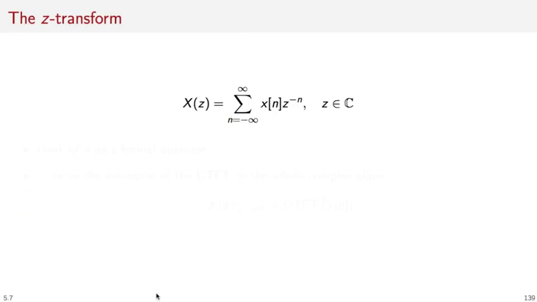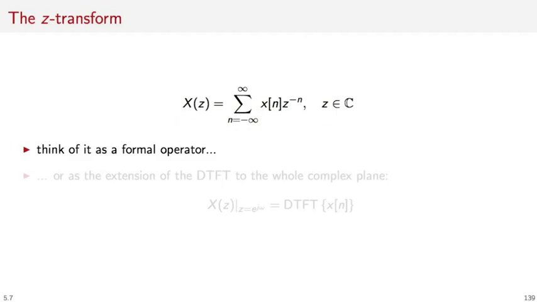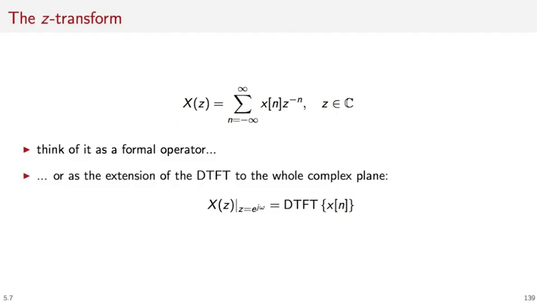The Z-transform is a formal operator that maps a discrete time sequence x of n onto a function of the complex variable z. It is defined as the sum, for n that goes from minus infinity to plus infinity, of x of n times z to the minus n. Think of it as a formal operator, or alternatively as the extension of the DTFT formula to the whole complex plane.